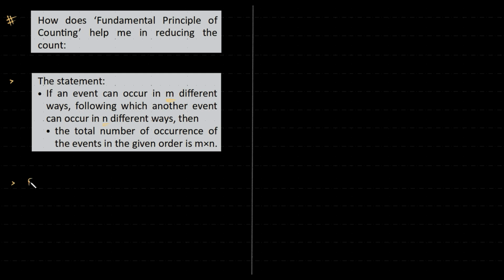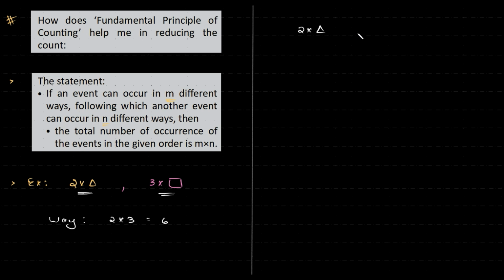For example, we had 2 triangles and we had 3 rectangles to begin with. So basically there are m different ways of selecting a triangle, and n different ways of selecting a rectangle. So what is the final count? How many possibilities are there? There were 2 into 3, that is 6, right?